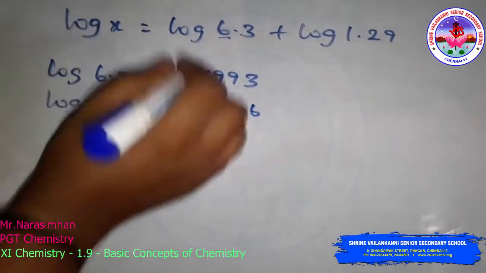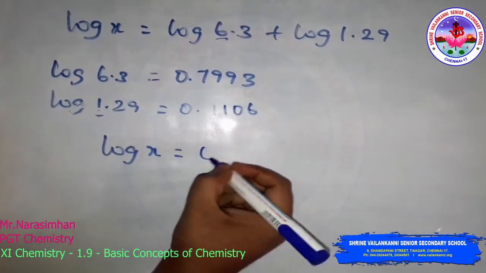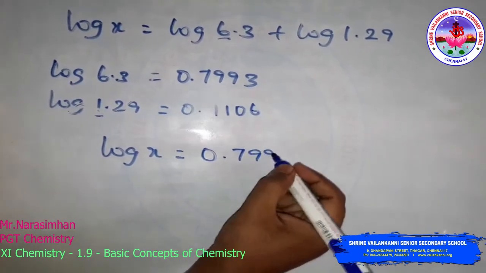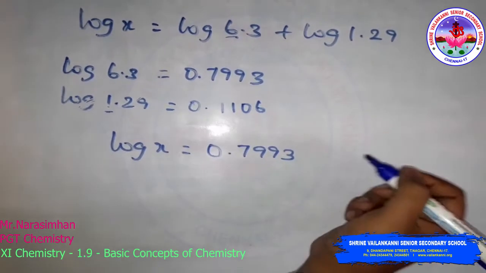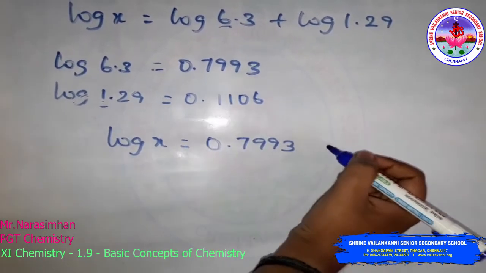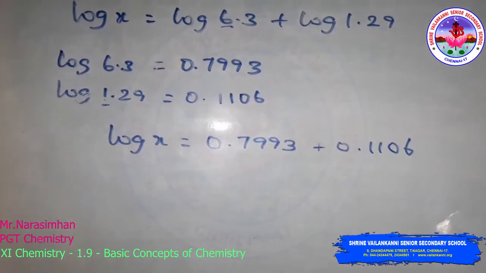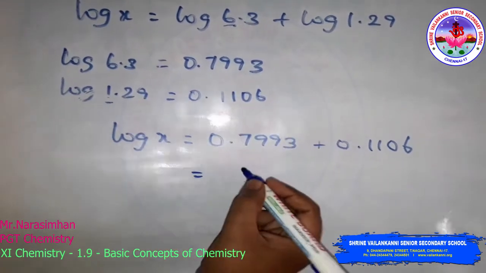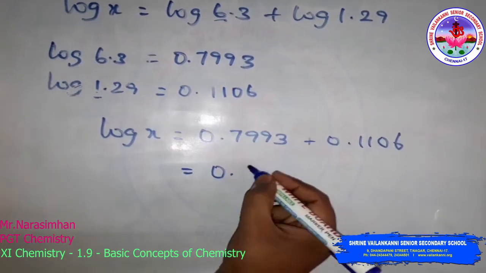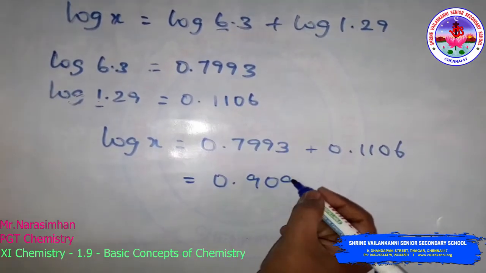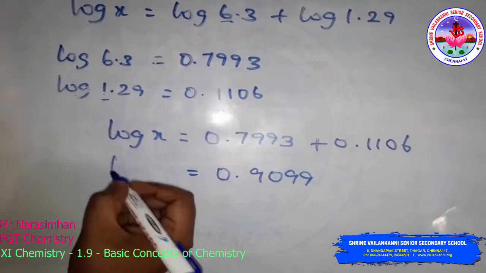Now you can find that log x is equal to log of 6.3, which is 0.7993, and the log of 1.29, whose value is 0.1106. So log x will become, adding these two values, 0.9099. That's the addition of these two values. So this is for log x.